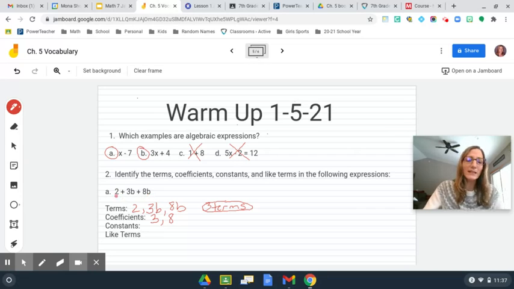Now, why am I not listing the 2 that's out front? Well, that's a constant. Constants are the ones that stand alone. It's a fixed value. It doesn't have any variable next to it. So the constant is a 2 in that example.